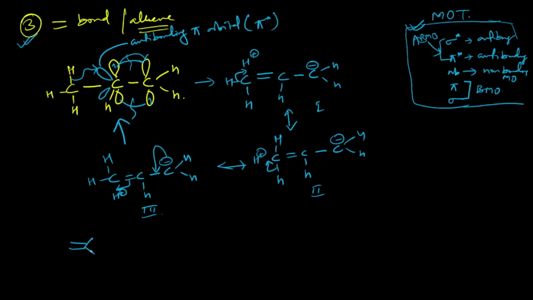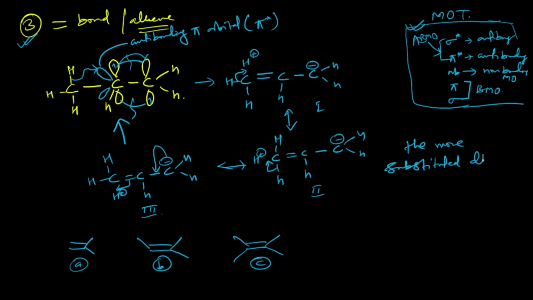One will be this one, A, second will be your B, and third will be your C. That you were making, Saytzeff product and your Hofmann product. So we know that the more substituted double bond is more stable, right? That we are telling, right? The more substituted double bond will be more stable according to Saytzeff product, right? So it means C will be more stable than B, B will be more stable than A.